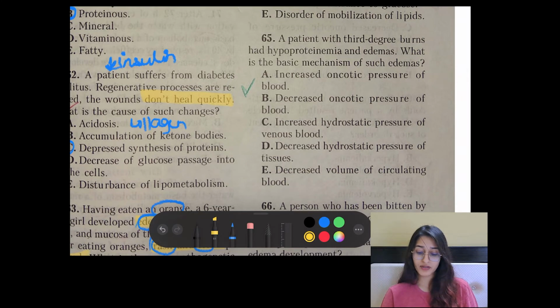65. A patient with third-degree burns had hypoproteinemia and edema. What is the basic mechanism of such edema? In the question they have written that there is decreased protein in the blood, so there will be decreased oncotic pressure in the blood.